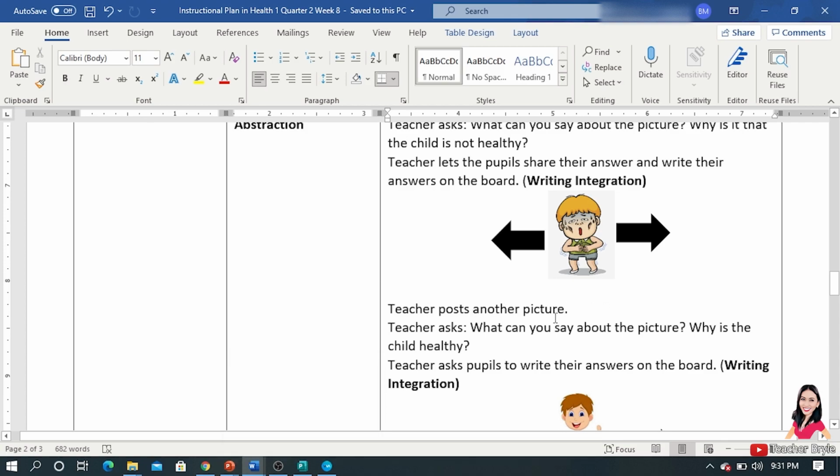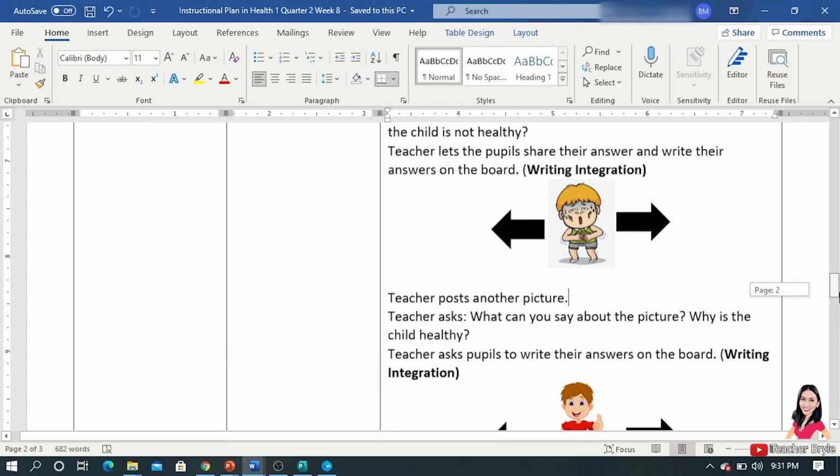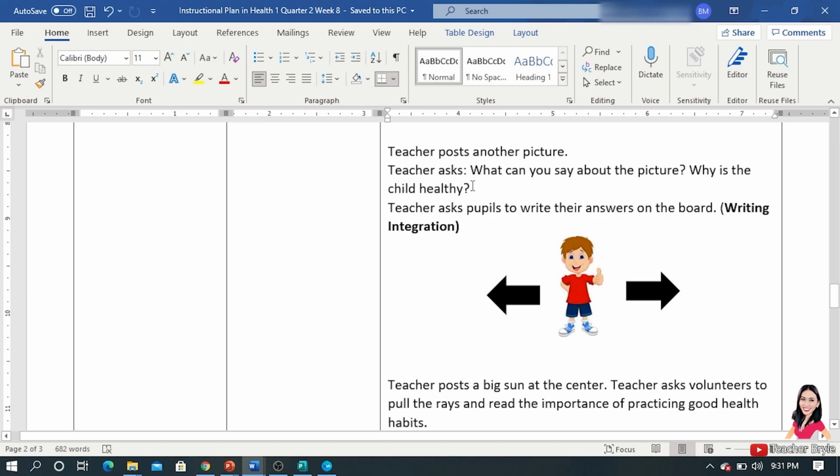Next, teacher posts another picture. Teacher asks, what can you say about the picture? Why is the child healthy? Teacher asks pupils to write their answers on the board.